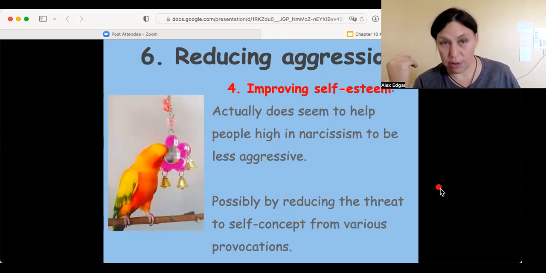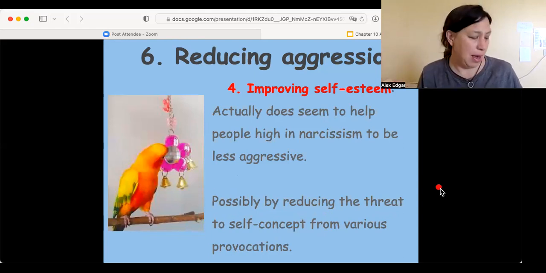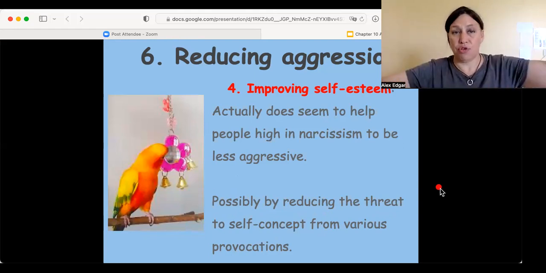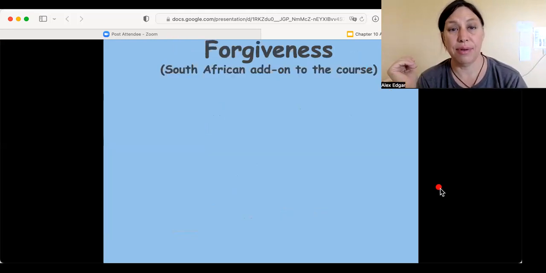They find that people on the narcissistic spectrum are less aggressive if you've boosted their self-esteem first. And this is because now they have a higher threshold for provocation.